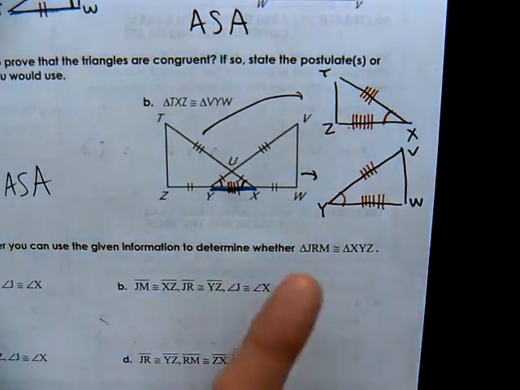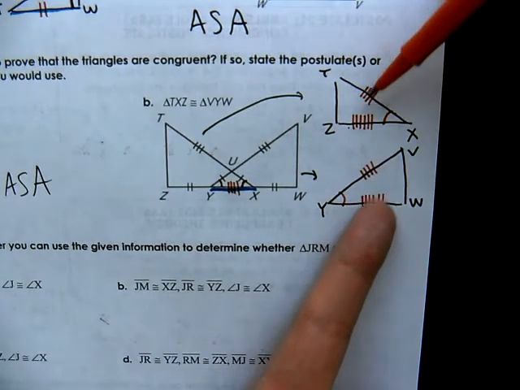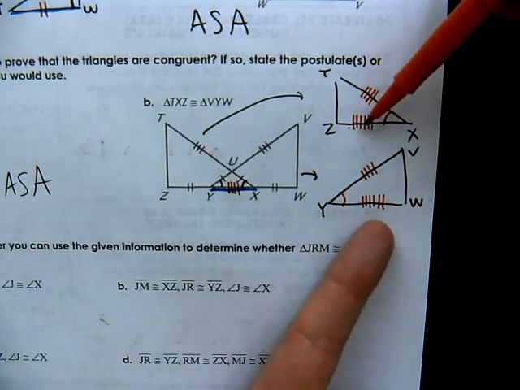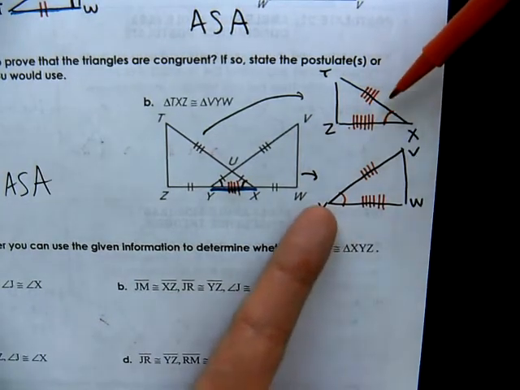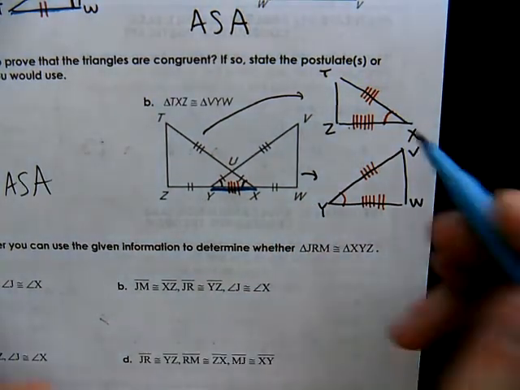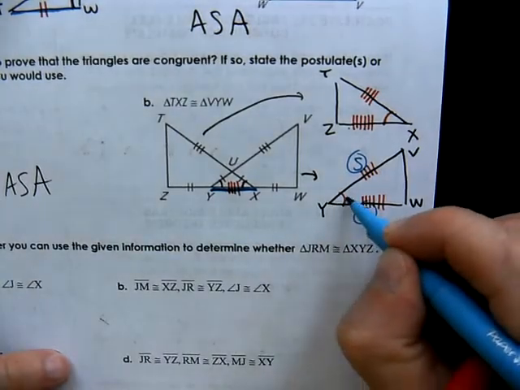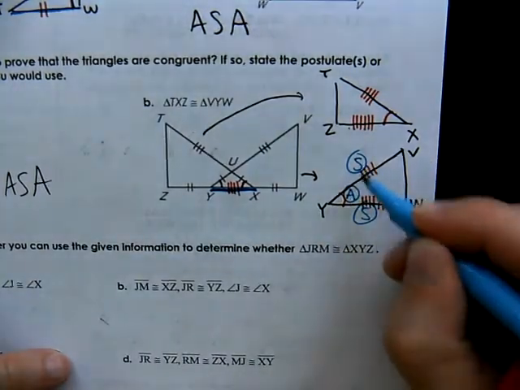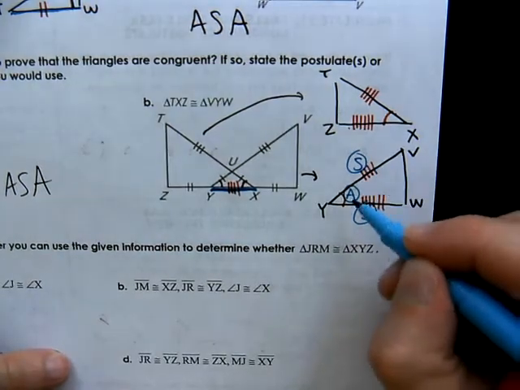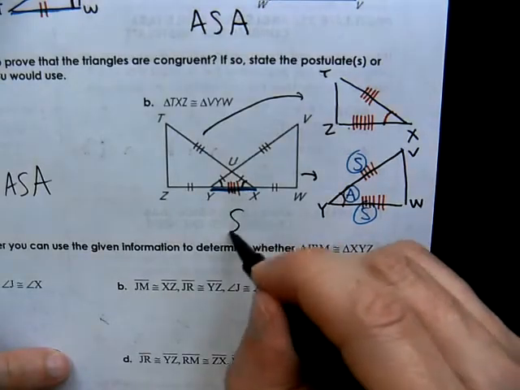So what you can see now is these two are a pair of corresponding sides on the slanted sides. On the bottom, these two are a pair of corresponding sides, and we have a pair of corresponding angles that are congruent. So we do have 2 sides. Here's a side, here's a side, here's an angle, and we ask ourselves, is the angle between the 2 marked sides, side, angle, side, the pattern? So the answer is yes.